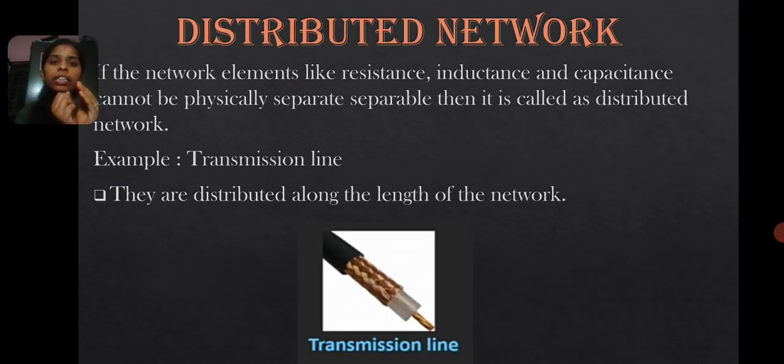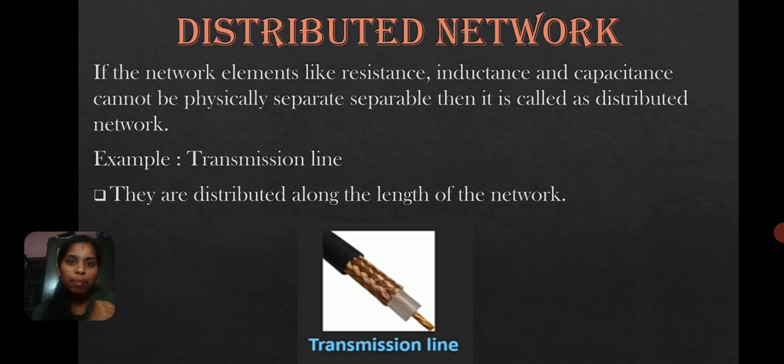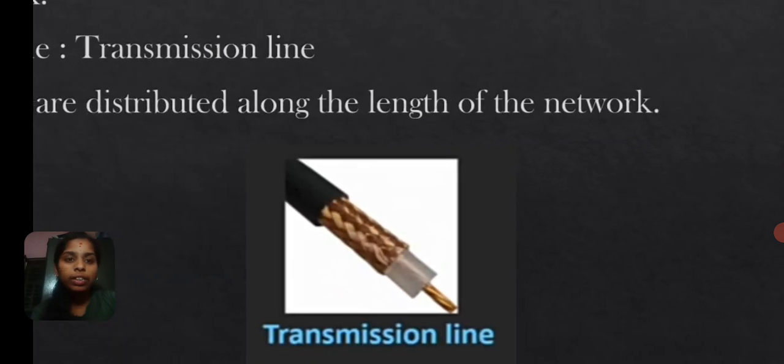Distributed network. If the network elements like resistance, inductance and capacitance cannot be physically separated, then it is called a distributed network. Example, transmission line. They are distributed along the length of the network. This is the example of a transmission line.